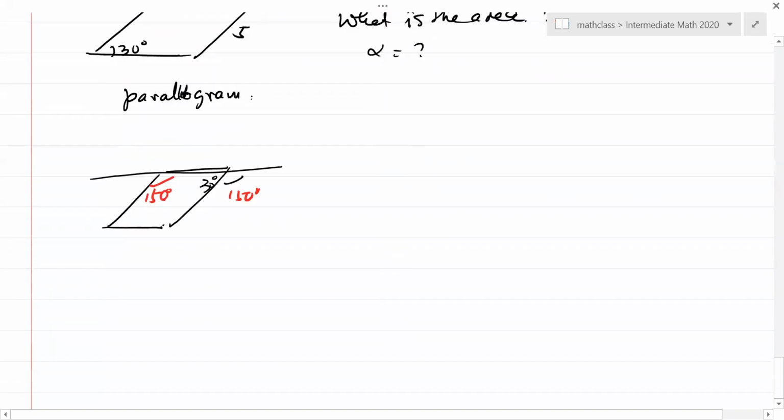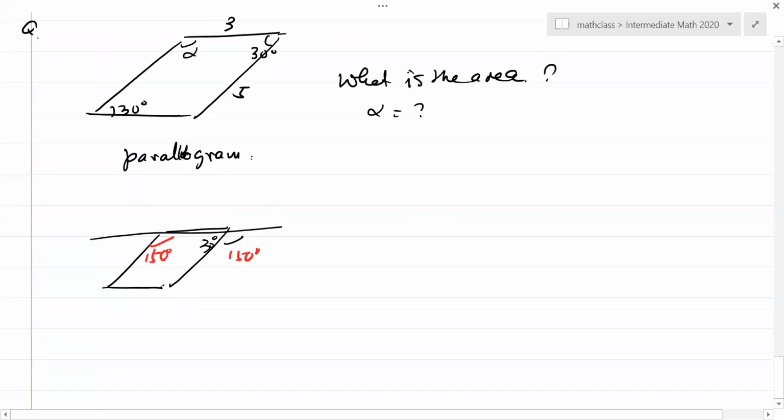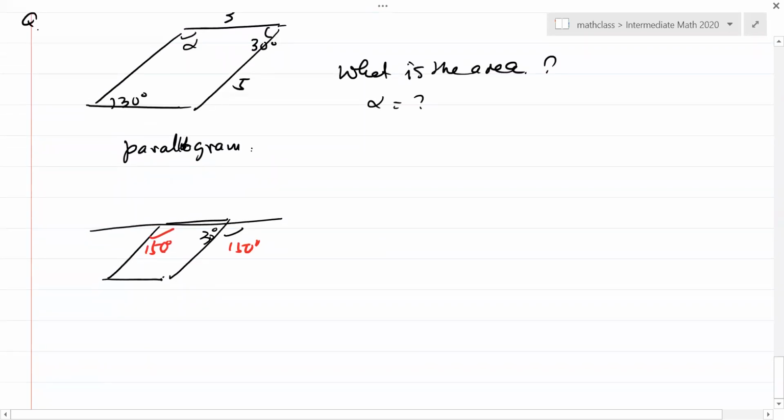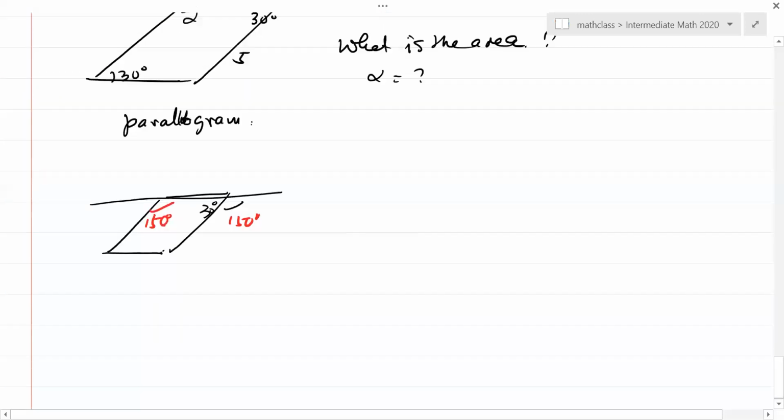Now, how can I find the area of the parallelogram? The area of a parallelogram is going to be the base times the height. I can do it the following way.